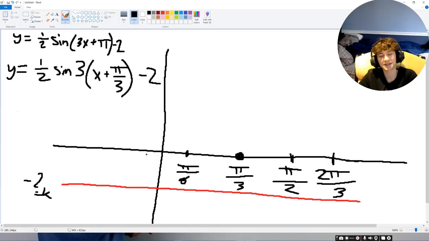I just have to think. Minus 2 is the middle. We're going to add a half to get to our maximum. Negative 2 plus 1 half gets us negative 1.5. So our maximum is going to be negative 1.5.